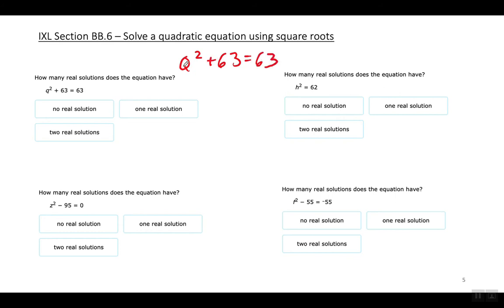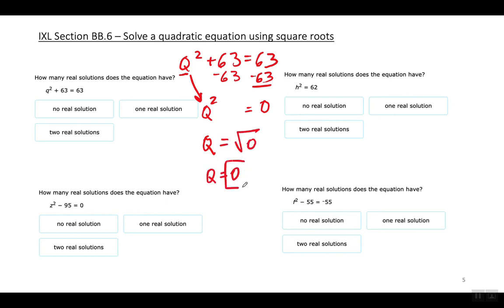So again, my first step is to get q isolated. So let's move 63 to the right by subtracting. So now my equation says q squared equals 0. So that means that q equals the square root of 0, and the square root of 0 is just 0. That's just one answer. So this equation has 1 real solution. That would be the answer. It has 1 real solution. All right, that's very simple.